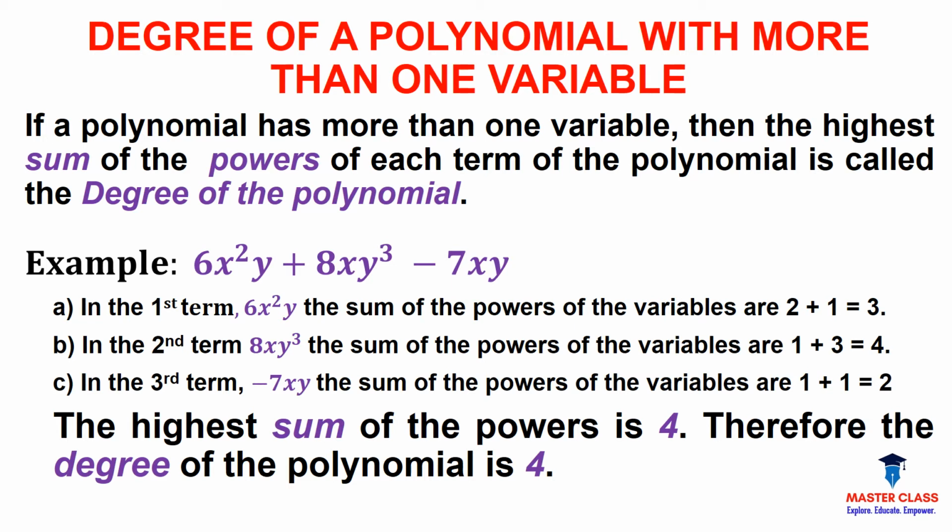In the second term, 8xy cube, the sum of the powers of the variables is 1 from the x plus 3 from the y cubed, giving a total of 4. In the third term, minus 7xy, the sum of the powers of the variables is 1 from the x plus another 1 from the y, giving a total of 2. The highest sum of the powers is 4, which occurs in the second term. Therefore, the degree of this polynomial in variables x and y is 4.